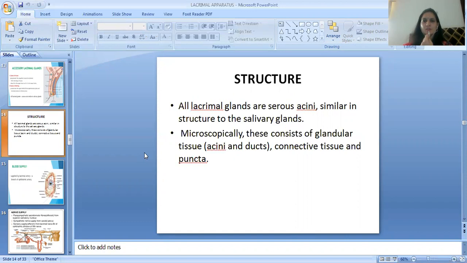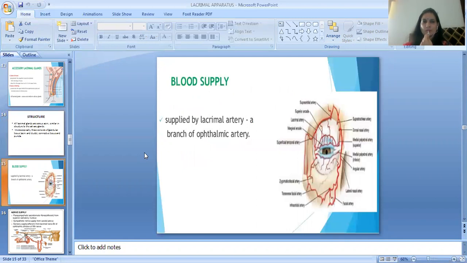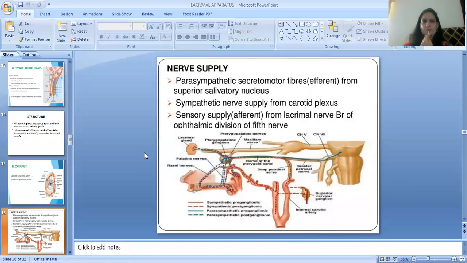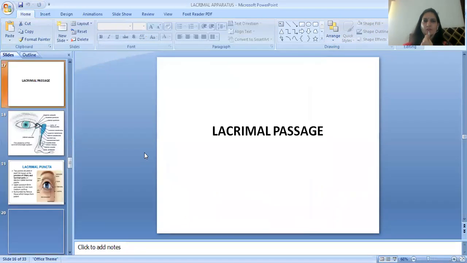Microscopically, these consist of glandular tissue, acini and ducts, and connective tissue. Blood supply: they are supplied by the lacrimal artery, which is a branch of the ophthalmic artery. Nerve supply: the parasympathetic secretomotor fibers from the superior salivatory nucleus, sympathetic nerve supply from the carotid plexus, and sensory supply from the lacrimal nerve, which is a branch of the ophthalmic division of the fifth nerve.